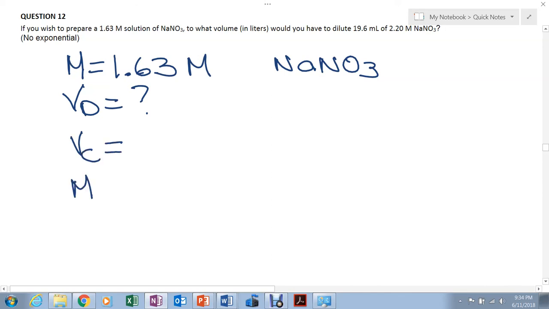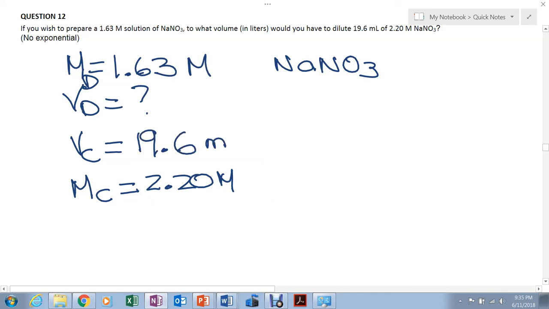So the molarity of the concentrate is 2.20 M, and you can see it right away: the dilute has a lower molarity, less concentrated, fewer moles per liter. And this is 19.6 milliliters. No exponential, and in liters.